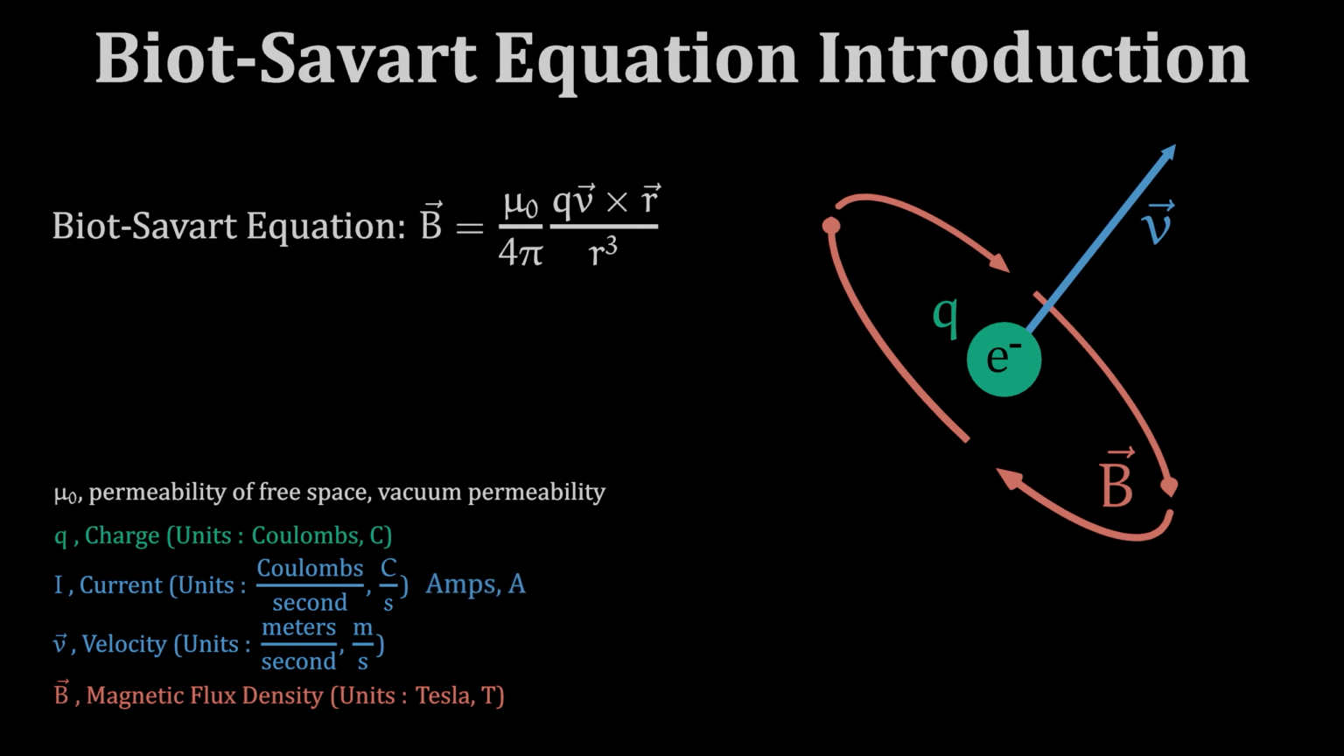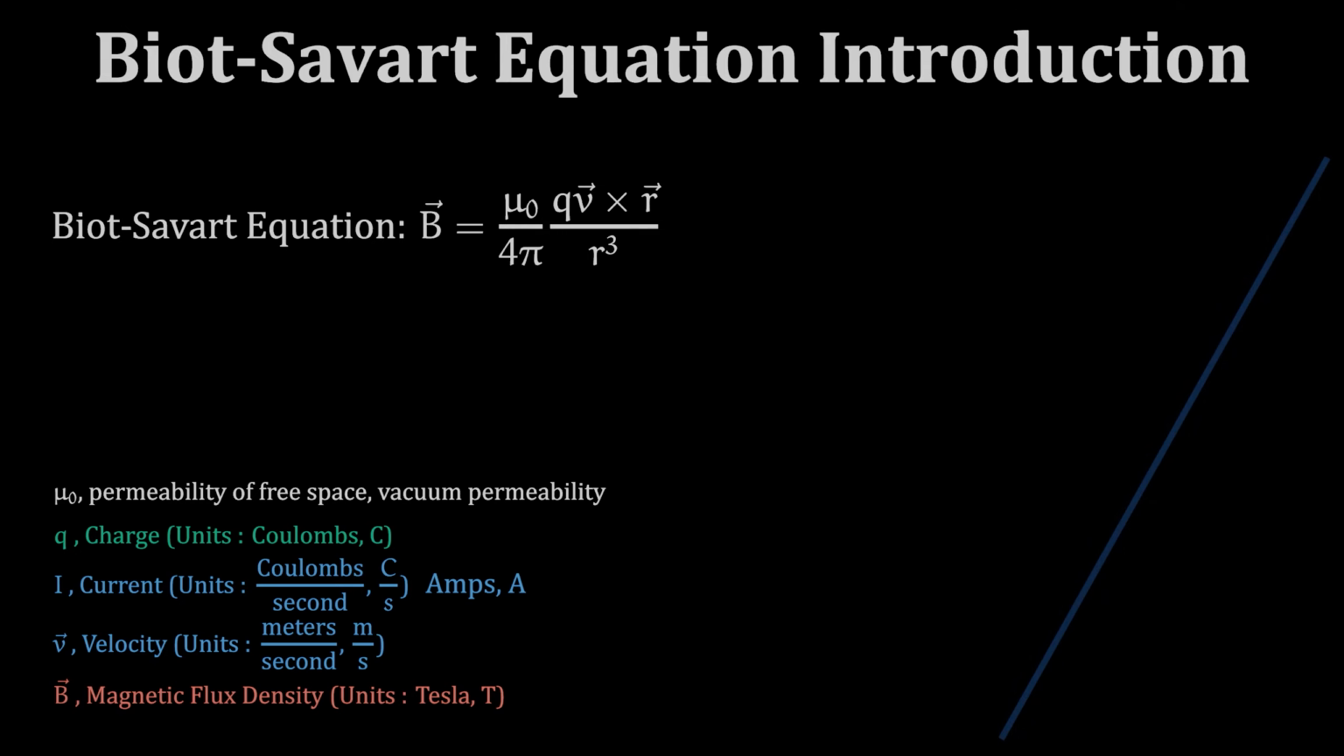This Biot-Savart equation is good if we have a single moving particle, but in most practical cases we have an entire current-carrying wire. As an example, if you have a reasonable current of say 10 amps, that would be about 10 to the 20th power electrons passing through a wire per second. That's way more than a single moving particle. In most cases, we'll be working with a long, thin wire carrying some current.